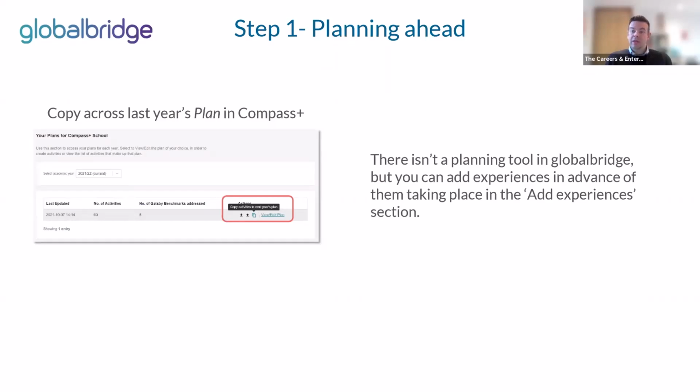So I guess the key takeaway at that first step, particularly for those of you who might have upgraded recently from the old version of Compass, Compass Classic as we call it now, to Compass Plus, is that Compass Plus is a data-driven tool. It has pupil data in there, and you're bringing pupil data across and managing pupil data when you're using Compass Plus. And obviously, with globalbridge, you're bringing across data as well. So both of them are data-driven tools that you're using to strategically direct your program.